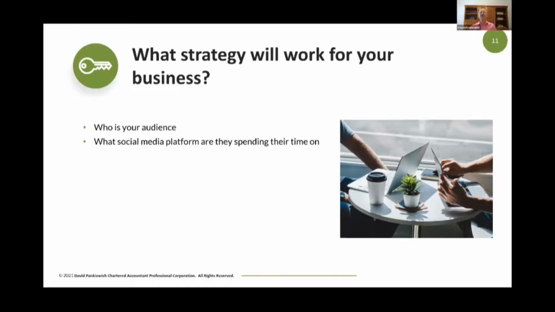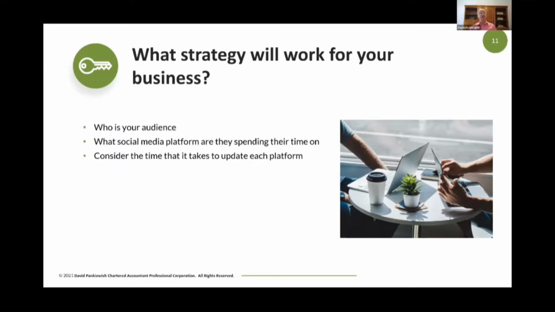What social media channels or platforms are your ideal clients on? Are they on LinkedIn, Facebook, Twitter, Instagram, YouTube, and the list goes on? Do you want to tackle all of them without knowing? Wouldn't it be more effective to know which ones are the most likely platforms your ideal clients are already on, so that when you do a social media post, they see it because they're on the platform that you're using. So that's important.